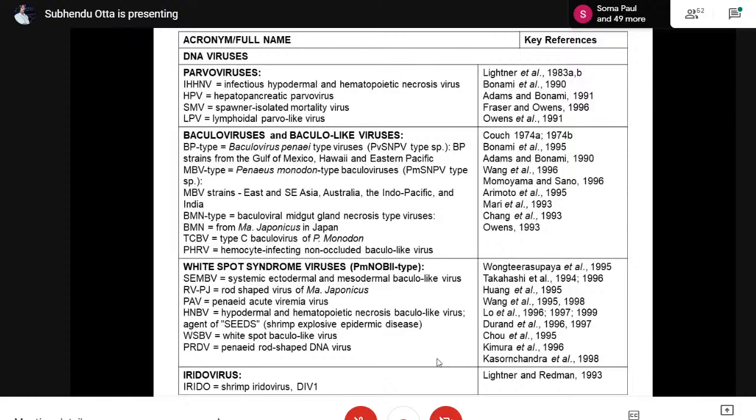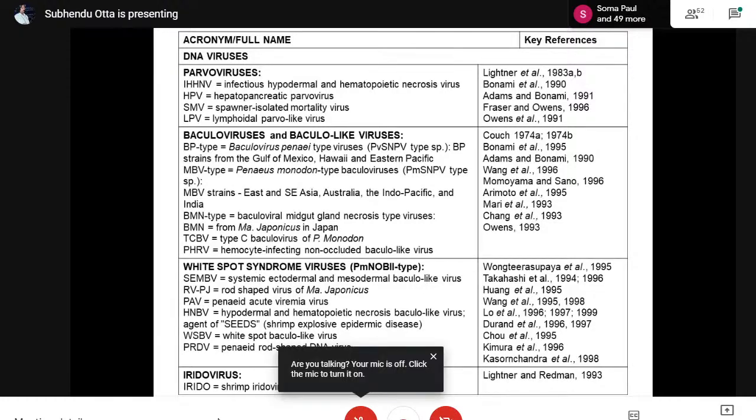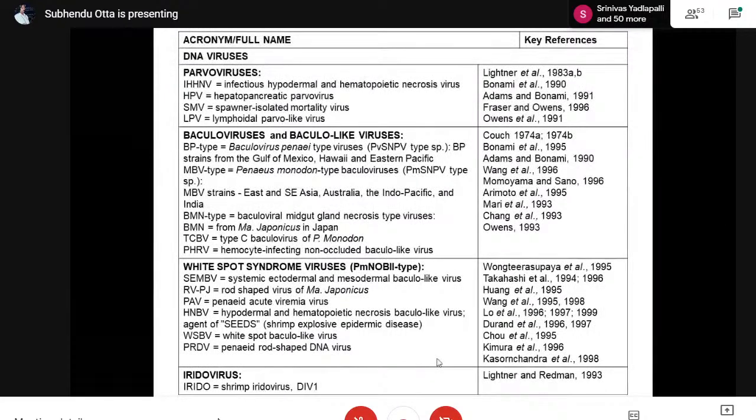Coming back to our virus, based on nucleic acid, you can divide them into two major types. One is DNA virus, another is RNA virus. In DNA virus, you can find different types. For example, parvovirus. It includes the main virus IHHNV, infectious hypodermal and hematopoietic necrosis virus, and also HPV, SMV, and LPV. All these viruses are included under parvovirus.